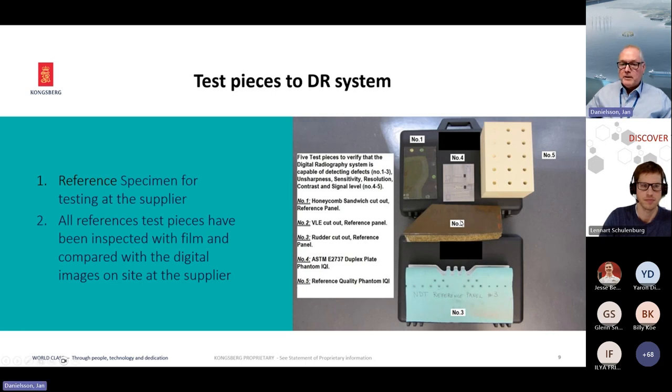Number 4 is the duplex plate Phantom in titanium in 2 different thickness. And number 5 is the reference quality Phantom. It's a foam core with 15 drilled holes in different depth, plus two skins, one on the top and one in the bottom.